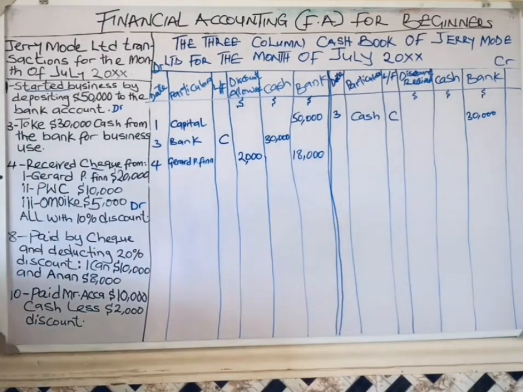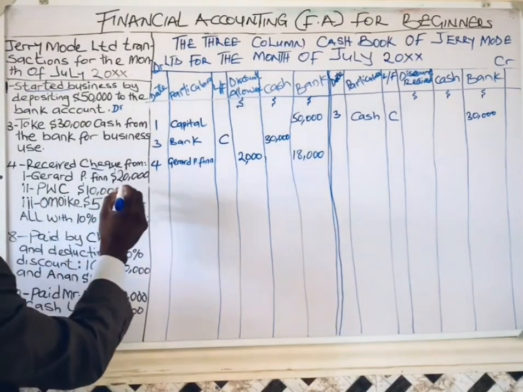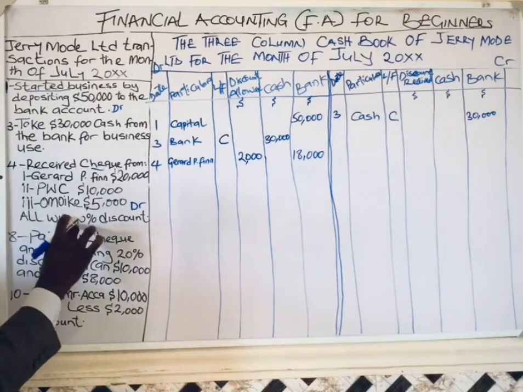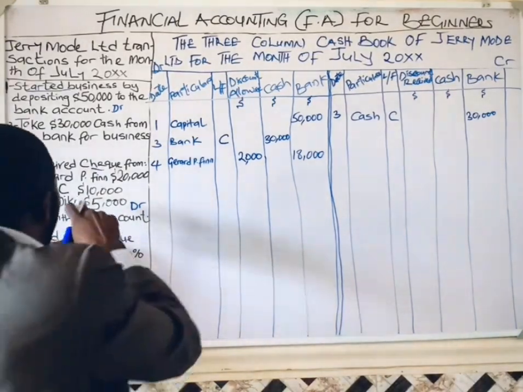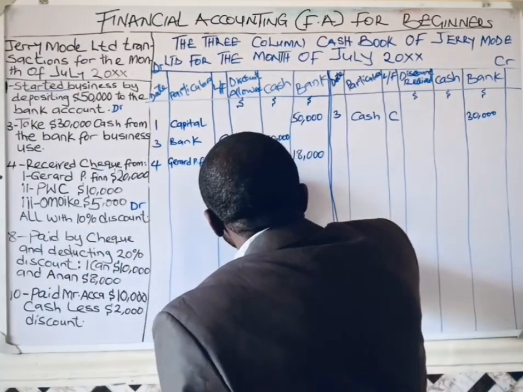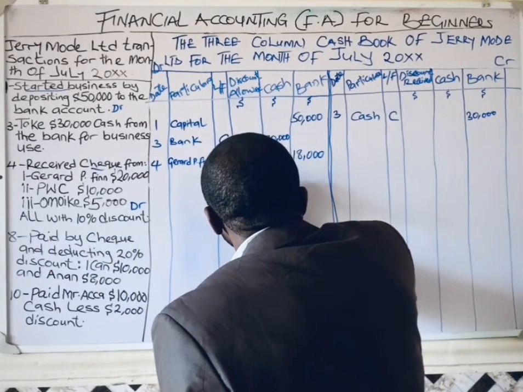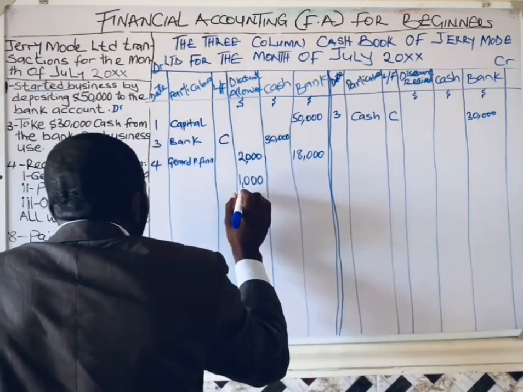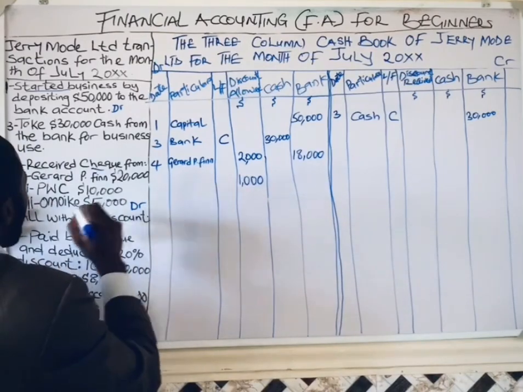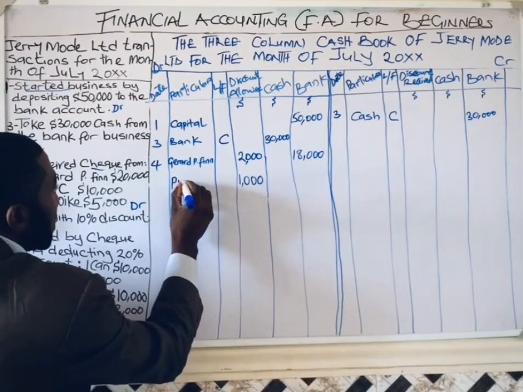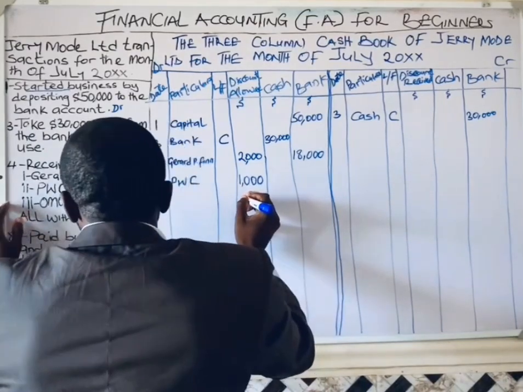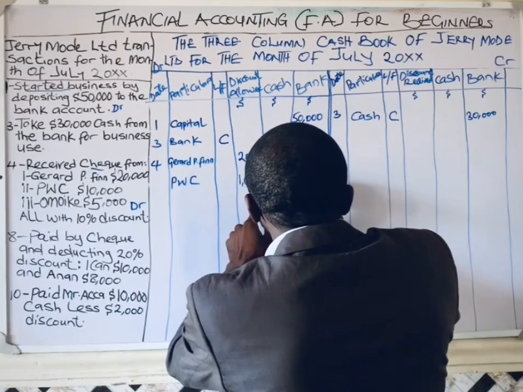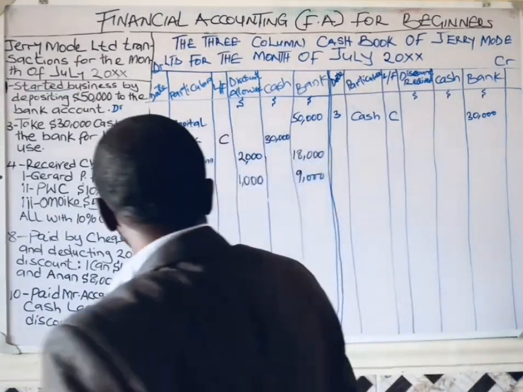Now, PwC is supposed to pay us $10,000, but we are discounting 10%. We are allowing him a discount of 10%, and 10% discount of 10,000 is 1,000. So our discount allowed is 1,000. We allowed PwC 1,000 discount of what he's supposed to pay us, the 10,000. So he is now paying us $9,000 check. Very simple as that.